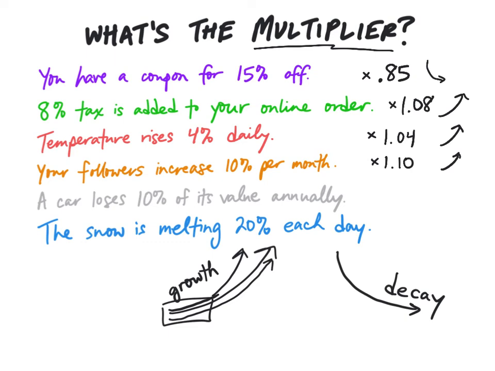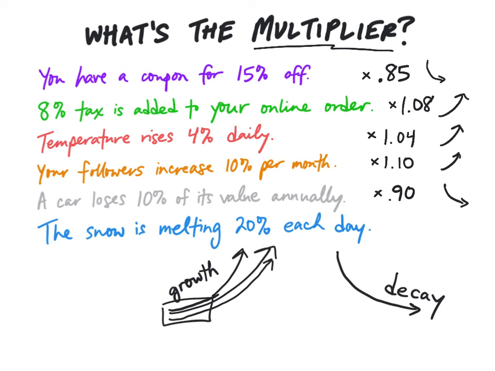Easy. A car loses 10% of its value. You can multiply by 0.10, but that's going to tell you how much it's losing. I care about how much the car still has in value. How much could I sell it for? How much is it still worth? Well, that would be 90% is left. So I'm going to multiply by 0.90, which is less than 1, so it's going to decrease.